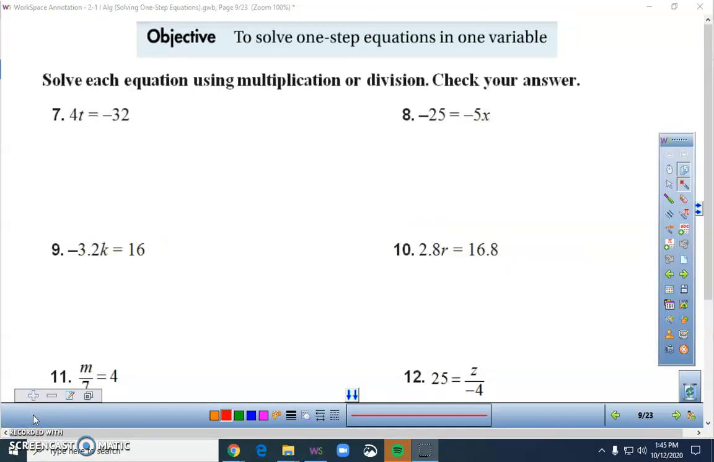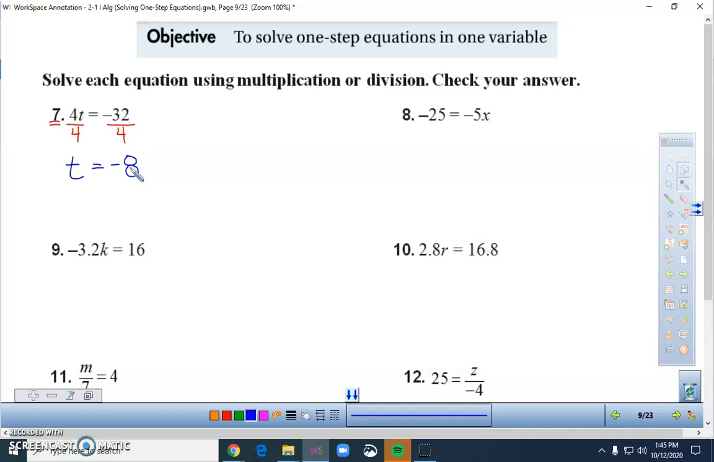All right, let's put a couple of these to practice then. So take a look at number 7. What is happening to the variable we want to solve for? What is happening to t? T is being multiplied by 4. What is the reverse of multiplying by 4? Dividing by 4. And then I'm going to balance that on the other side of the equals. I've isolated the variable t down to 1t. And if I do the math over there, t is going to be equal to -8.